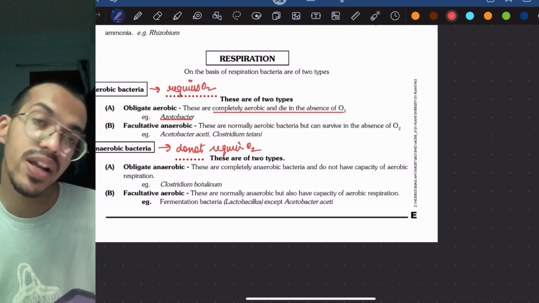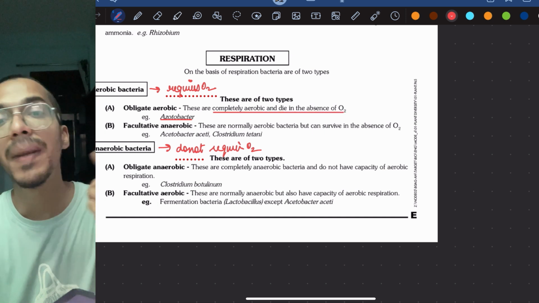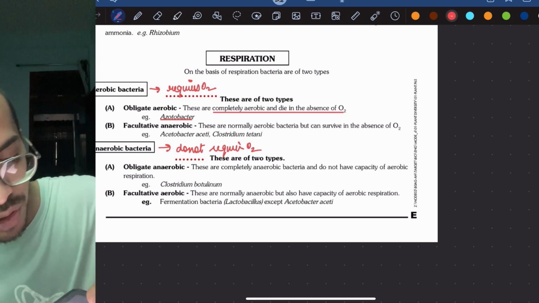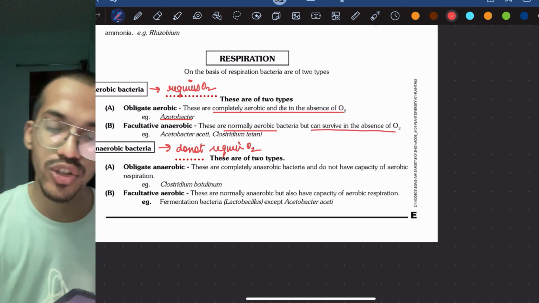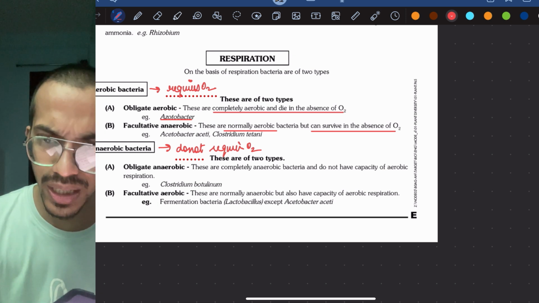Whereas facultative anaerobes, what are they? They are aerobic, but if oxygen is removed from the environment, they will still survive. Normally aerobic bacteria, but they can survive the absence of oxygen, like Acetobacter aceti and Clostridium tetani. These bacteria names will keep on coming.